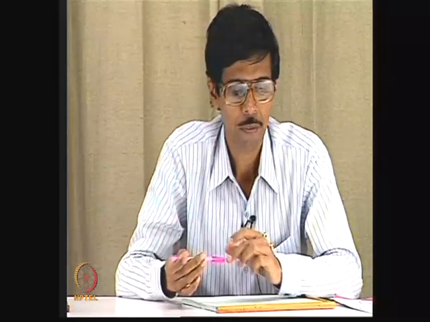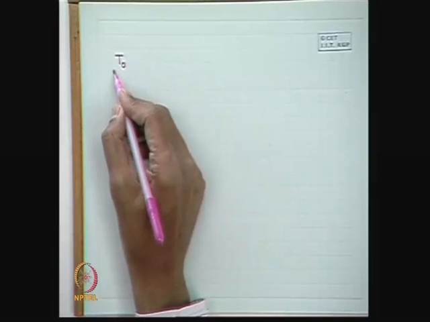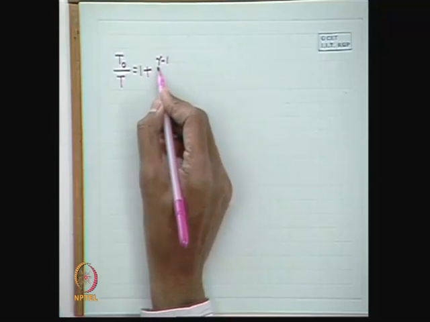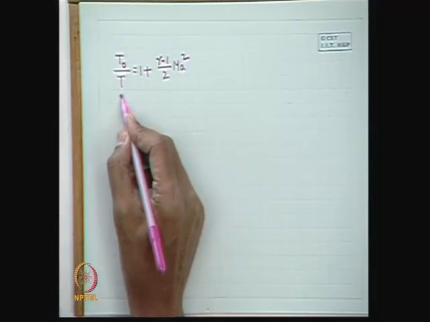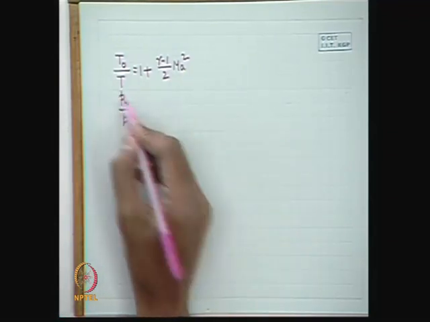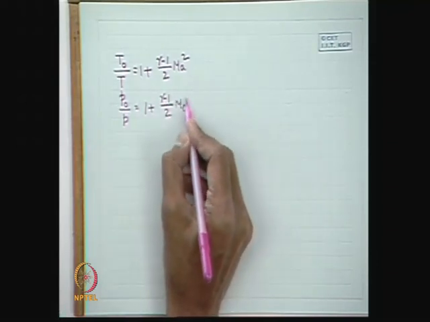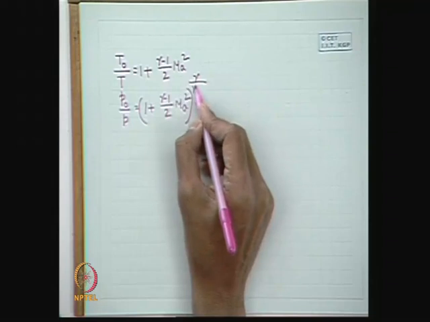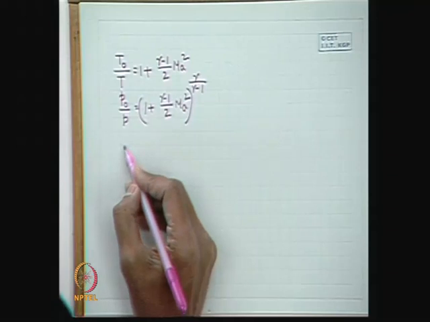So let us concentrate that the relationships are like this. If we denote the properties with a zero suffix as the stagnation one and without any suffix as the local one, we know that T0 by T is 1 plus gamma minus 1 by 2 Ma square, where Ma is the Mach number. Similarly, P0 by P, the corresponding pressure, is equal to 1 plus gamma minus 1 by 2 Ma square, using the relationship between pressure and temperature in isentropic flow, to the power gamma by gamma minus 1. So this gamma is the ratio of specific heats. These are all valid for an isentropic flow of a perfect gas.